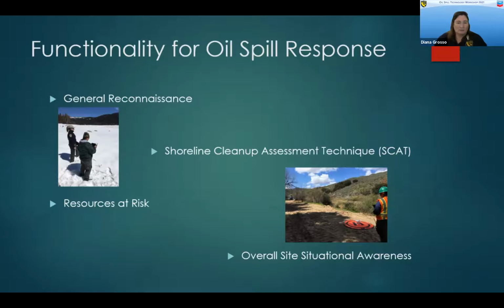Resources at risk, it's one of the things a drone can assist with. As the drone's flying around, are you seeing any sensitive habitat that might need to be protected? Any, you know, Western pond turtles, for example, basking on logs that are in the spill zone or downstream from it. Any, you know, potentially nesting bald eagles, things of that nature that might need some extra protection that maybe you can't see necessarily by walking the spill site on foot.